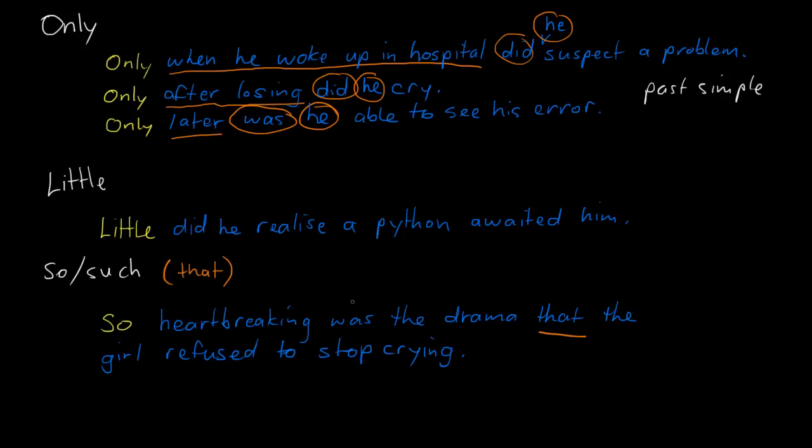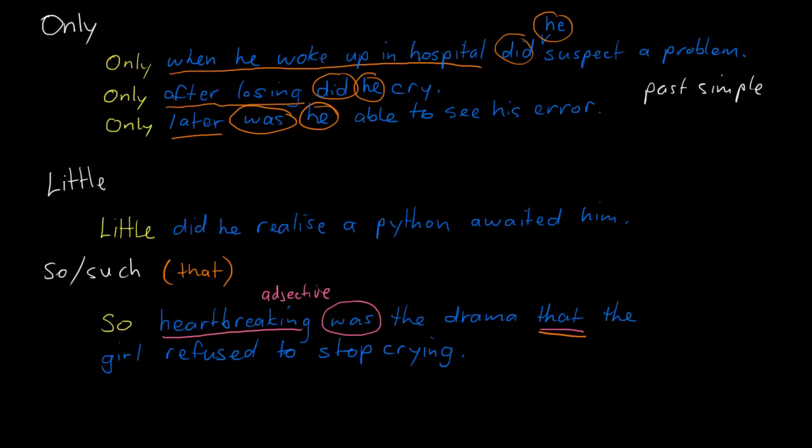Okay, so heartbreaking. This is your adjective. So there's a bit of a special structure with this one, and I'll use pink. So we need an adjective here. Then you get your auxiliary verb there, or be verb in this case. So heartbreaking was the drama. You have your noun, and then you get the that as well. The inversion, of course, is happening here in this piece here, was the drama.